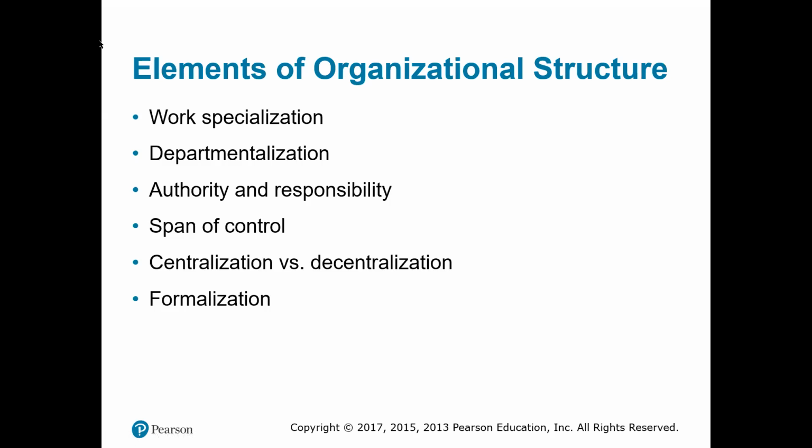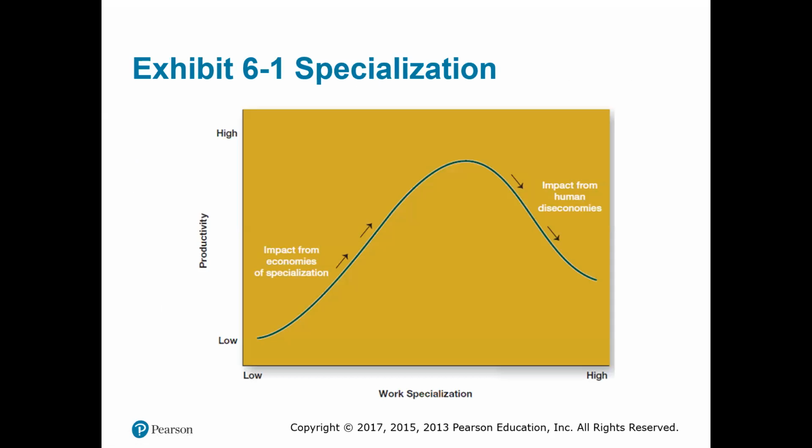So these basically are called the six elements of what defines an organization structure. Let's see them together, okay? One after the other. So the first one, specialization. This is what I was saying. If you look at the y-axis, it's productivity or performance. And if you look at the amount of specialization, it goes from low specialization to high specialization.